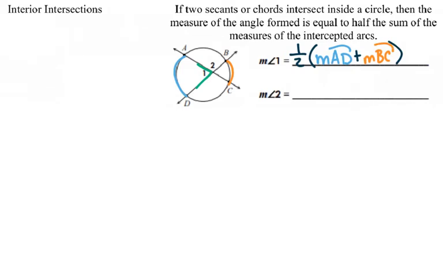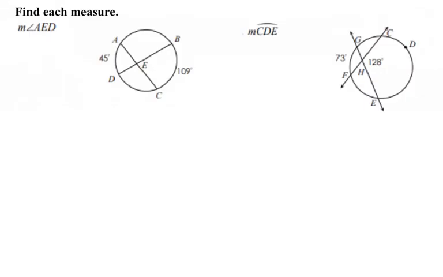You could do the same thing for angle 2. It's pretty much the same thing. It's 1/2 the measure of the arc it's intercepting, the measure of AB, plus the one directly across from it, DC. So those are your formulas: 1/2 of the two arcs across from each other added together.